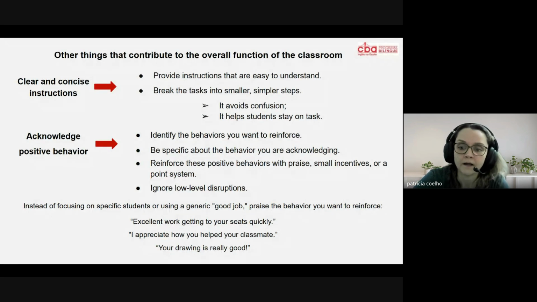Okay? Whenever you have a very difficult student, pay attention to this student. And when the student does something nice, praise the student, acknowledge this good behavior. Oh, thank you for helping your classmate. Your drawing is really good. I love your drawing. Oh, Ana Paula, today you did a really good job in the exercise. Wow, it really helps.